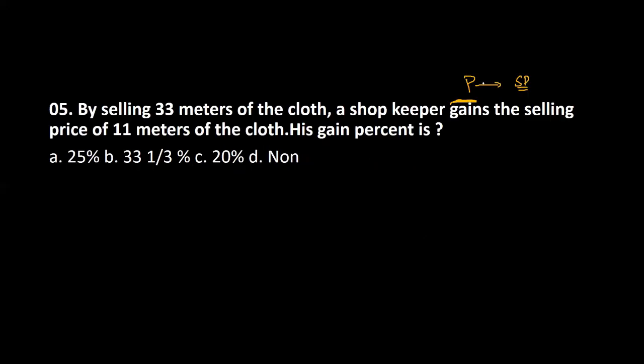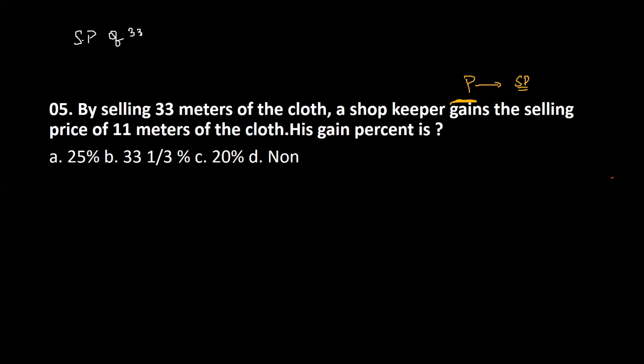Now here we start with question number 1, which, as I said, I'm not repeating, but let me read the question for you. By selling 33 meters of the cloth, a shopkeeper gains a selling price of 11 meters of the cloth. Find his gain percentage.